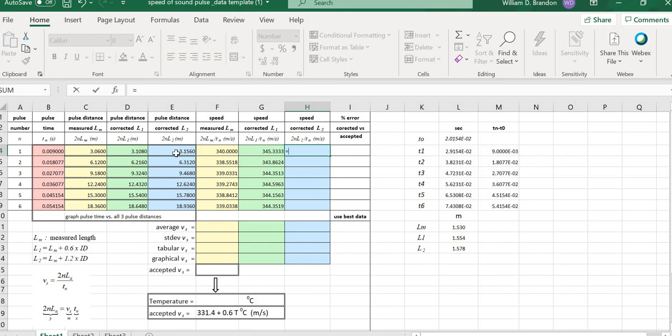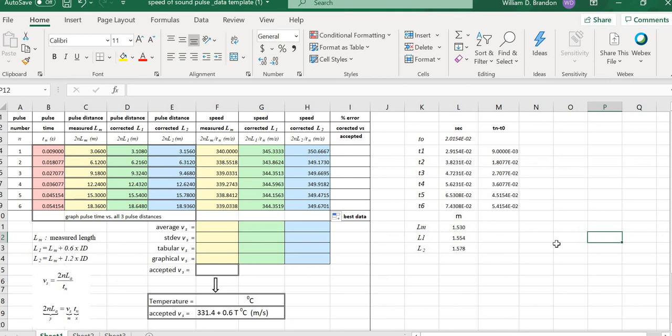Equals, now we're going to divide the double end length by the time. There you go, and that's too high. So boom, but they're pretty good numbers, all of them. Now, so there you go. There's your table, your tabular analysis of individual calculations.